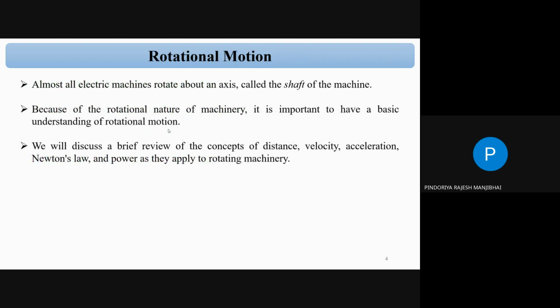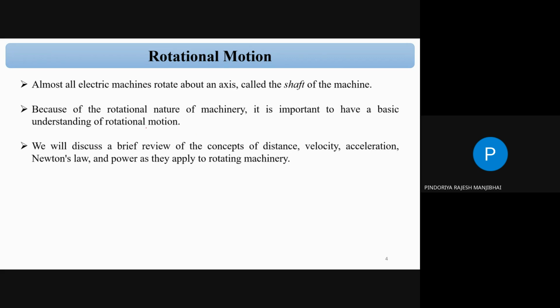So starting with the rotational motion. What is rotational motion? This is a very fundamental concept. Maybe some students know about this, those who recently passed out of BTech, but those who passed out maybe 10 years before, or 5 years before, this is for the revision for those students.